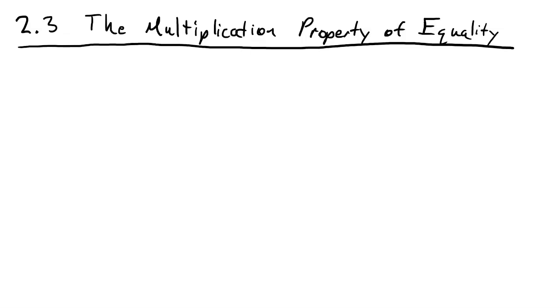Hey class. So today we're going to be talking about 2.3, which covers the multiplication property of equality. As a reminder, I want you to be taking notes while I'm writing everything out. I'm going to start off by talking about definitions and the theory behind what we're going to be doing, and then we're going to jump into examples.